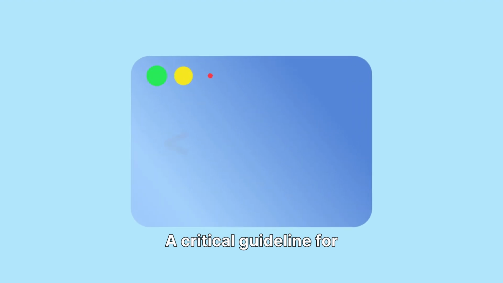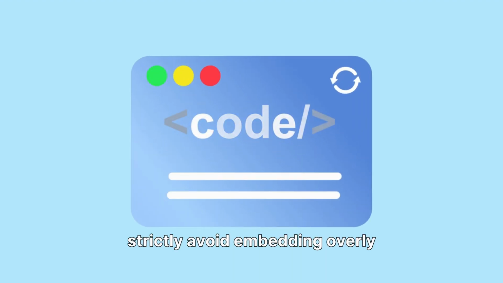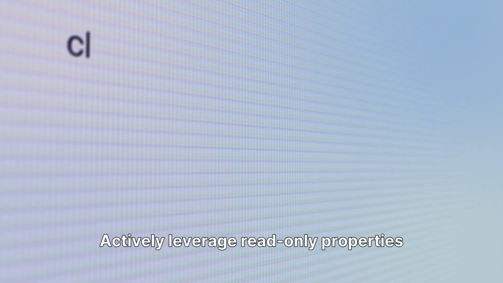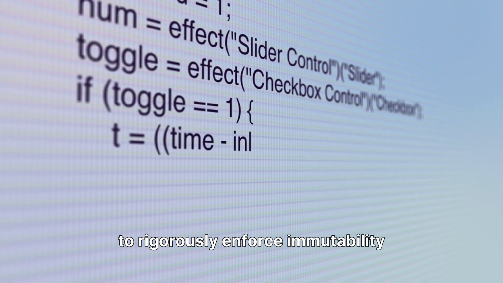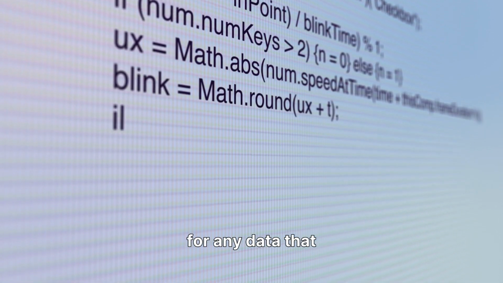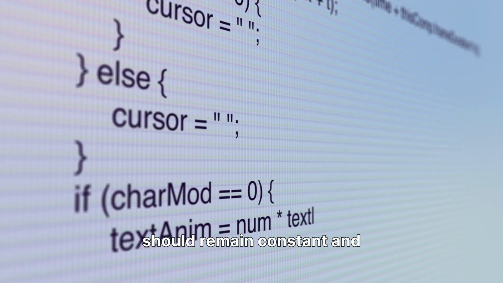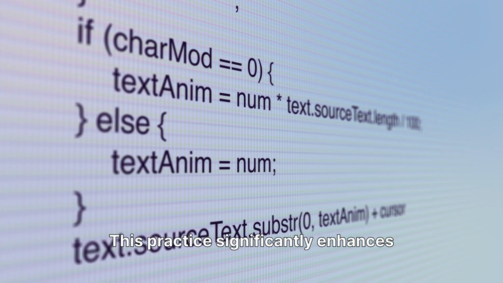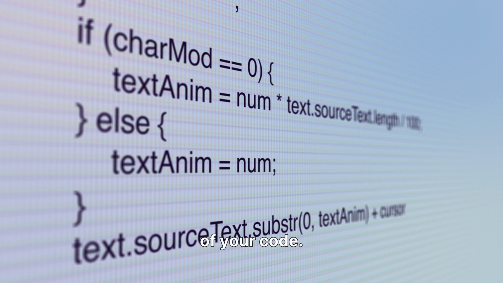A critical guideline for clean code is to strictly avoid embedding overly complex logic directly within property accessors. Properties are intended for simple data access. If the logic becomes too involved, it's a strong indicator that this logic should be refactored into a separate method. Actively leverage read-only properties to rigorously enforce immutability within your objects, particularly for any data that should remain constant and unchangeable after the object's initial creation. This practice significantly enhances the predictability and safety of the object.